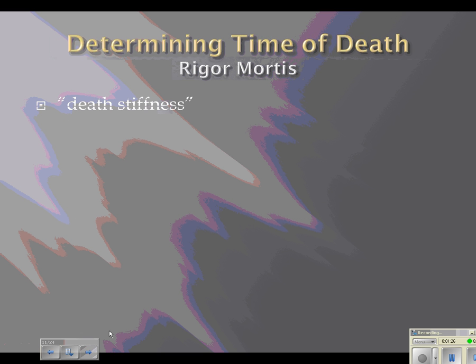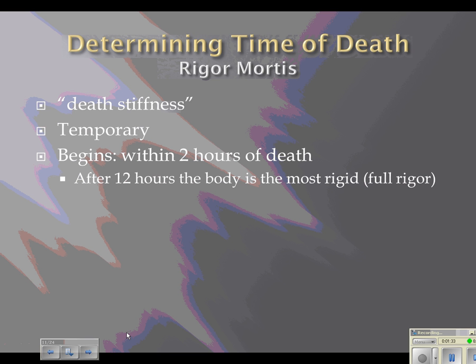Rigor mortis is actually death stiffness, and it's temporary. It does not stay forever. It begins within 2 hours of death, depending on what the temperature is. And after 12 hours, the body is said to be in full rigor, so the entire body is rigid from head to toe. It ends between 36 and 48 hours.